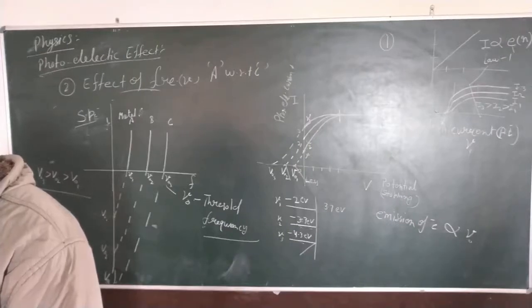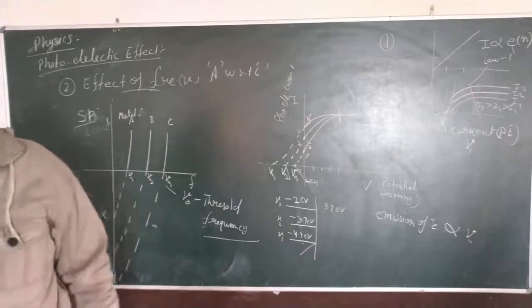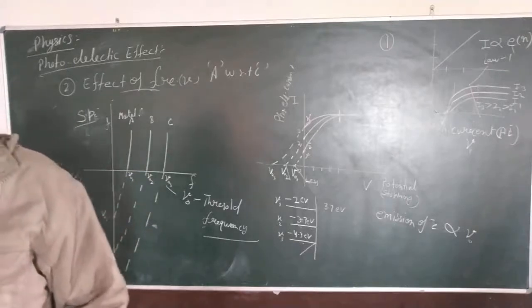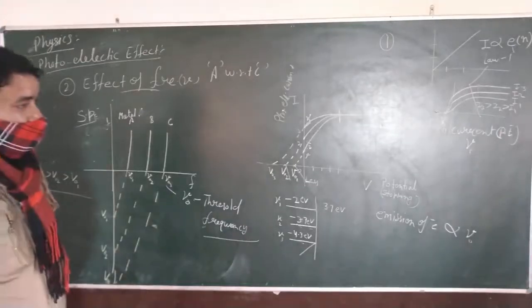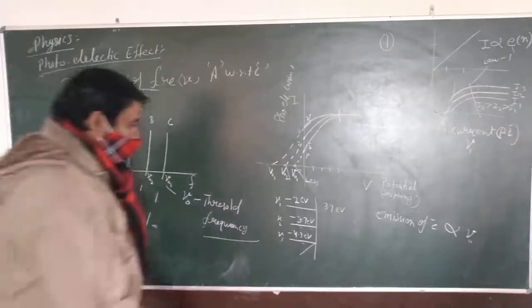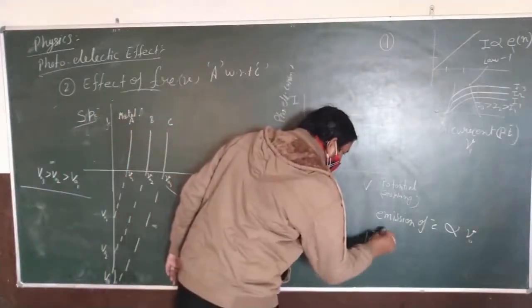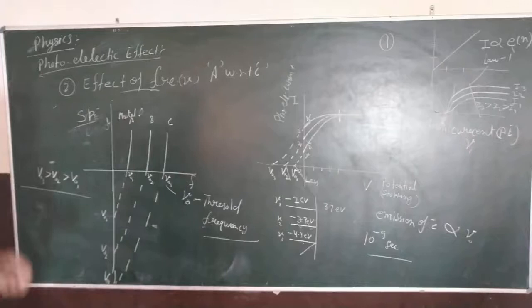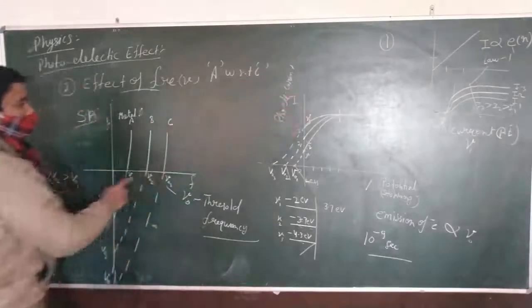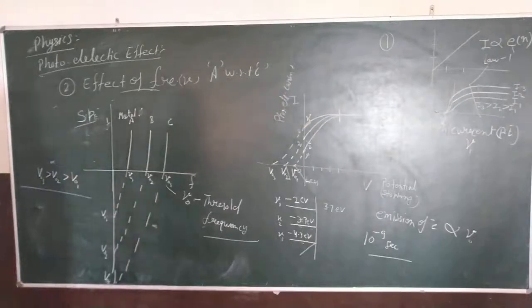The time lag between the incidence of radiation and emission of photoelectron is very small, of the order of 10 to the power minus 9 second. These are the four laws of photoelectric effect, and these are the respective graphs which explain the emission of electrons from the photosensitive material.